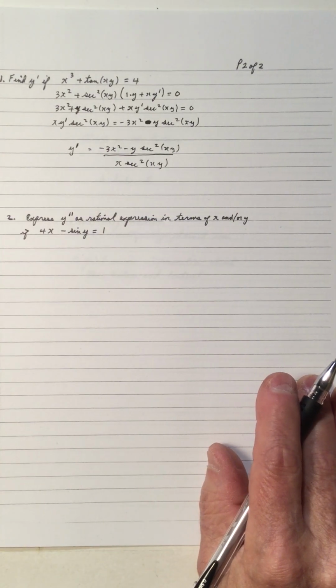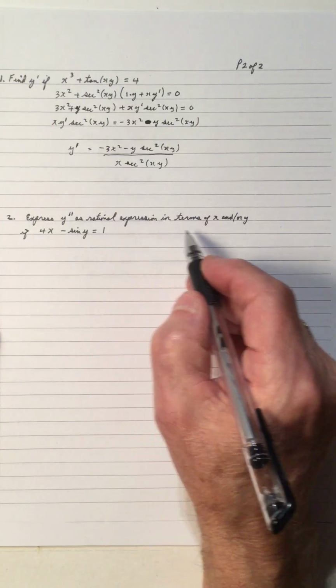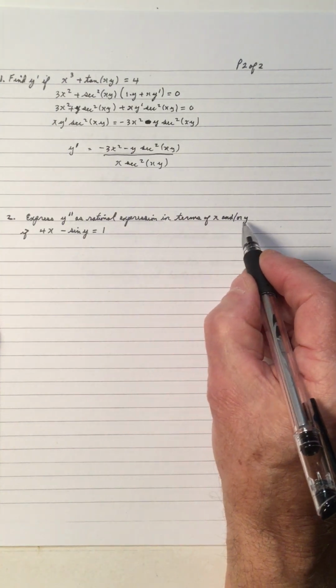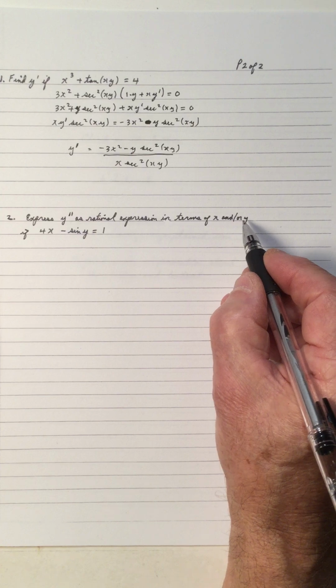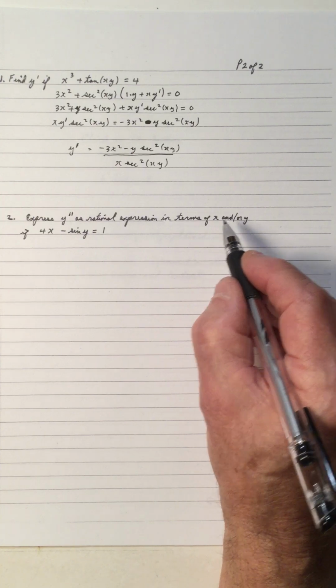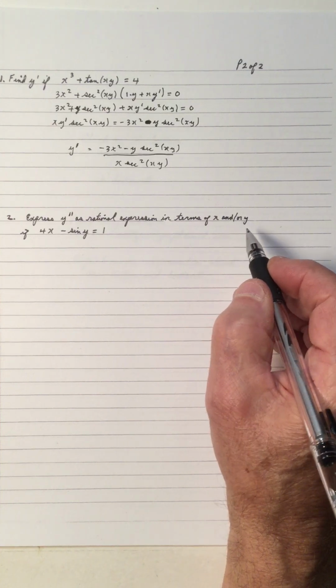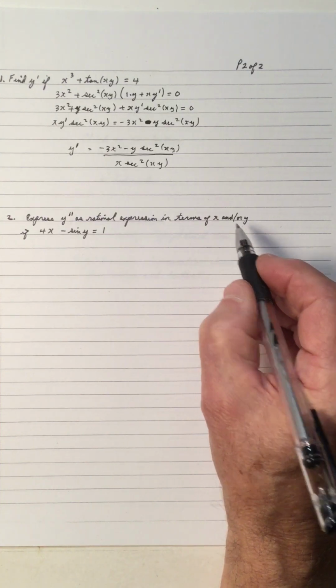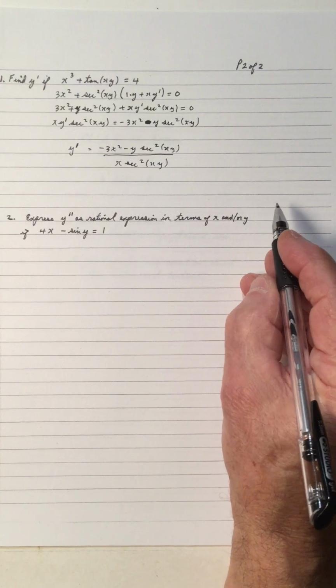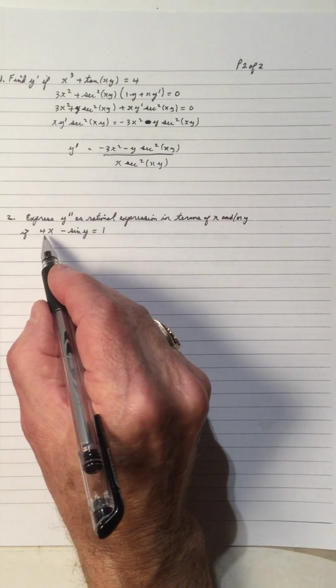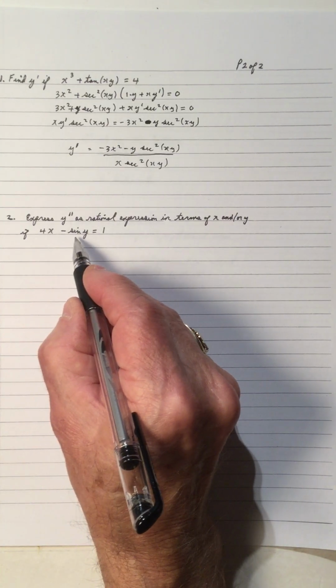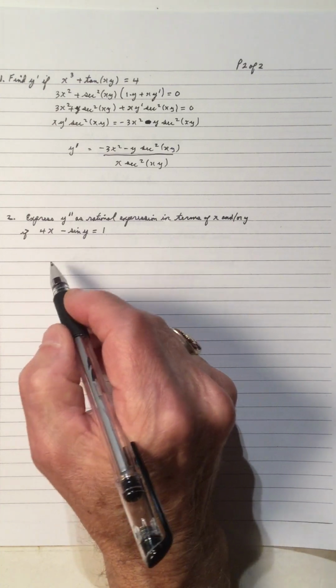And number 2, express y double prime, which is the second derivative, as a rational expression in terms of x and/or y. The reason I say x and/or y is because this double derivative could have all x's, all y's, or x's and y's. We won't know until we're finished. If 4x minus sine y equals 1.